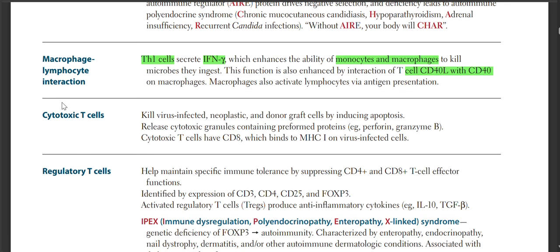Okay. So, any questions about the macrophage and lymphocyte interaction? No, we are good. Thank you.